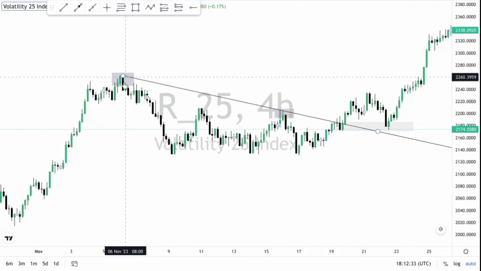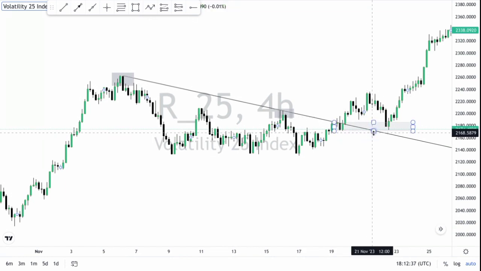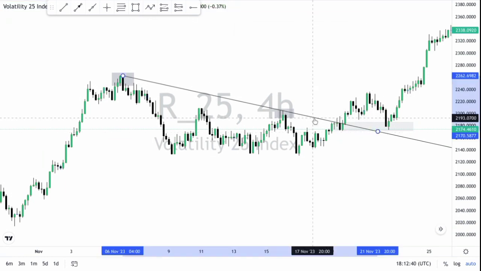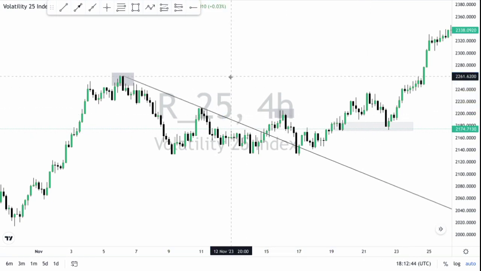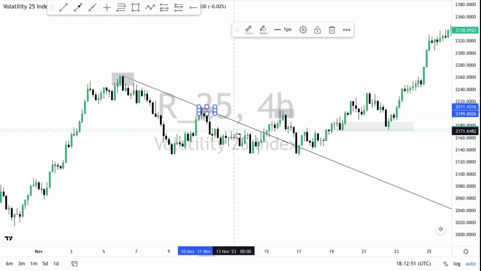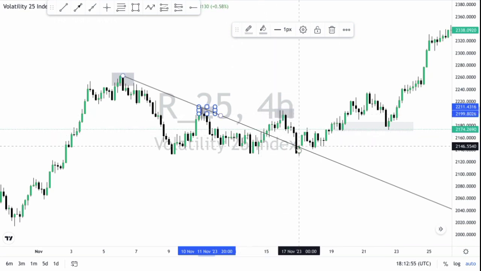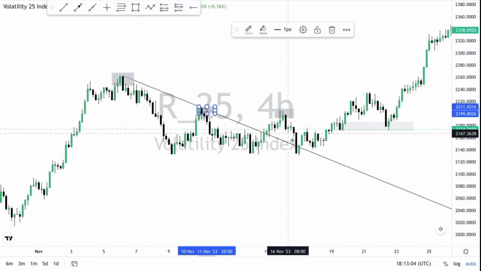So there is this top, and then there is this second top. This one, right? The market touched here, and then it touched this second point here, and then on the third touch the market broke, and then it came to retest this trend line from above to show that the structure of a sell has changed into the structure of a buy.